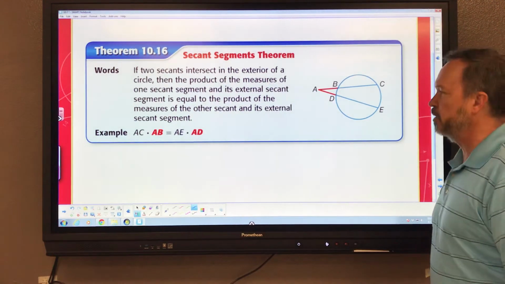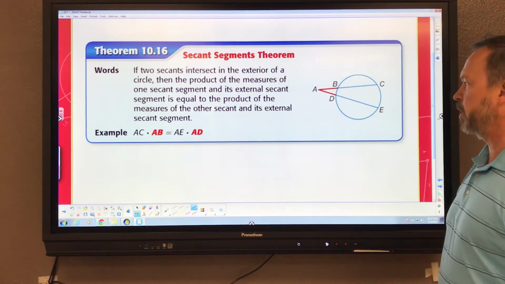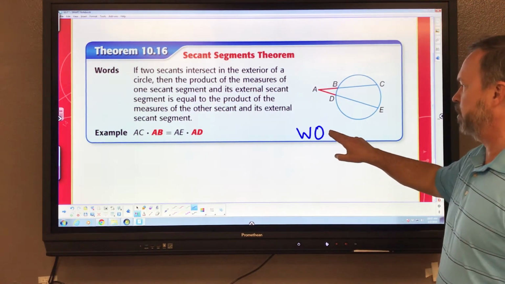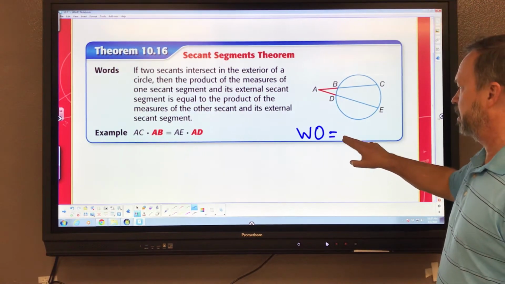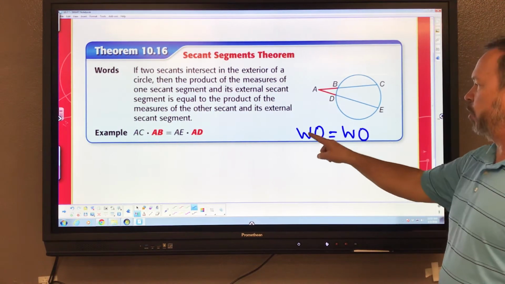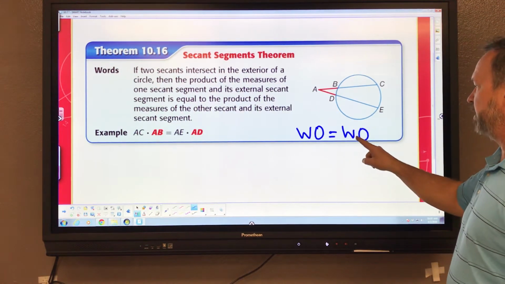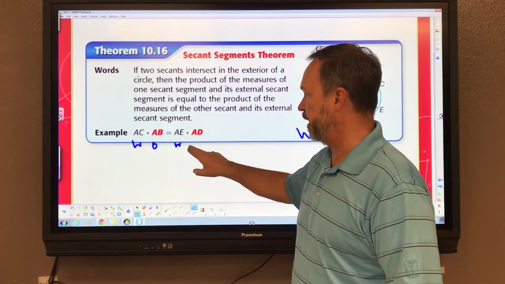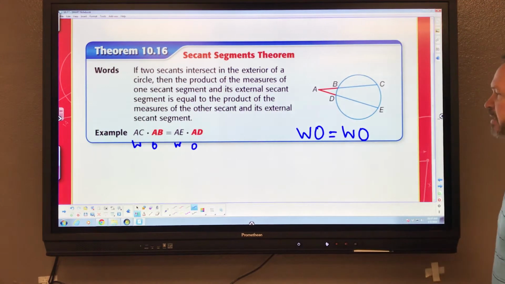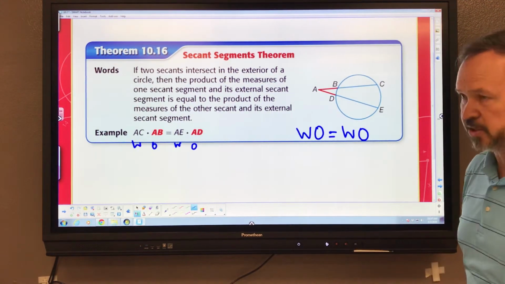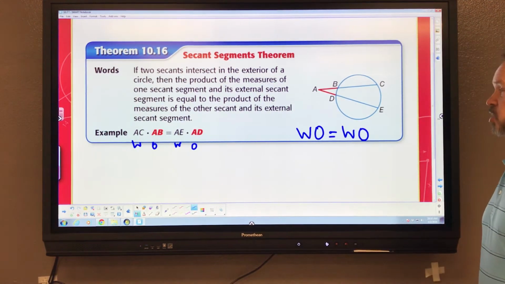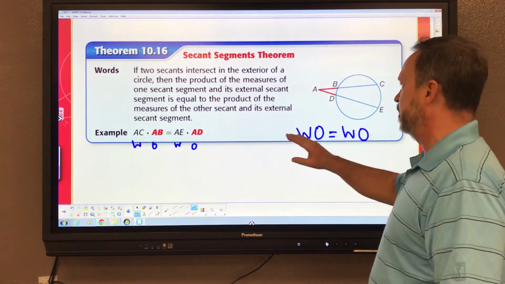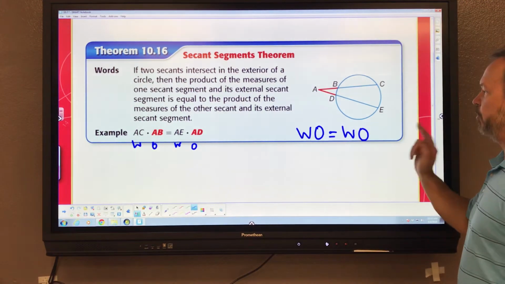A few years ago, in a couple of classes we were working with, one of them decided the way they wanted to see this is WOW: whole thing times outside piece equals whole thing times outside piece. That's exactly what this is. And the beautiful part about this is it works for secants and tangents, or a mixture of secants and tangents. So WOW, instead of trying to remember all these words and how that fits, the whole thing times the outside piece equals the whole thing times the outside piece.